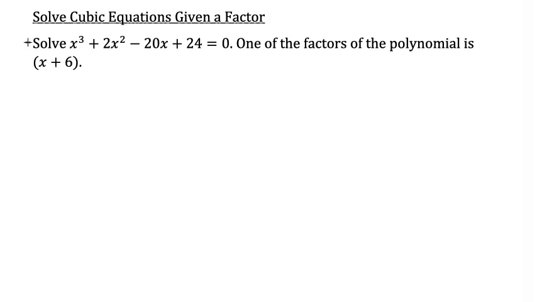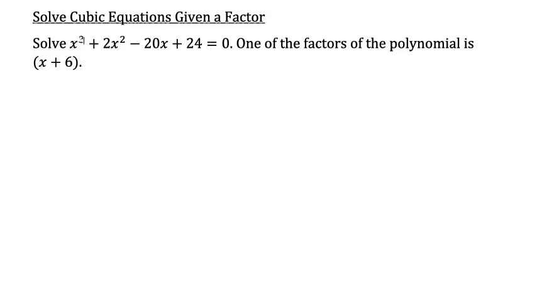Okay, we've arrived at the main event. So in this example, we're going to solve x cubed plus 2x squared minus 20x plus 24 equals 0. Notice there are not any common factors that we can factor out. And they're telling us here one of the factors of the polynomial is x plus 6. So in a problem like this, where we know one of the factors, we can use synthetic division to divide by the zero related to this factor. And that's going to break down this cubic expression into a quadratic expression. So let's see how that works.